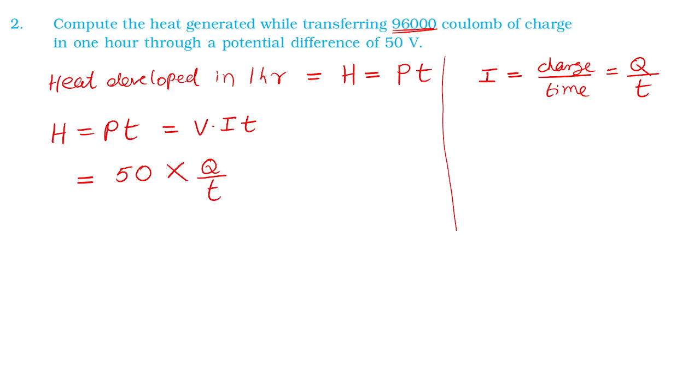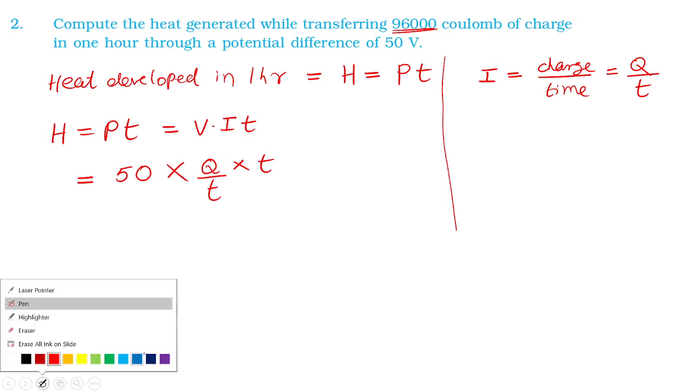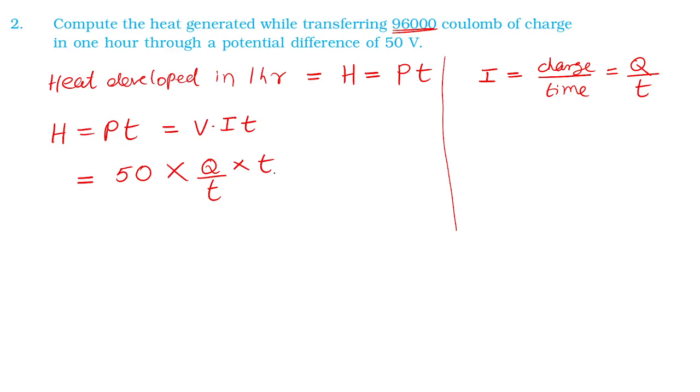In 1 hour time, 96,000 coulombs of charge has crossed. Q by T indicates how much charge flows in unit time. So I equal to Q by T. Never forget this formula. Into T is there, and that T will be cancelled. We need not worry about T. T is 1 hour, but in both numerator and denominator, T cancels.